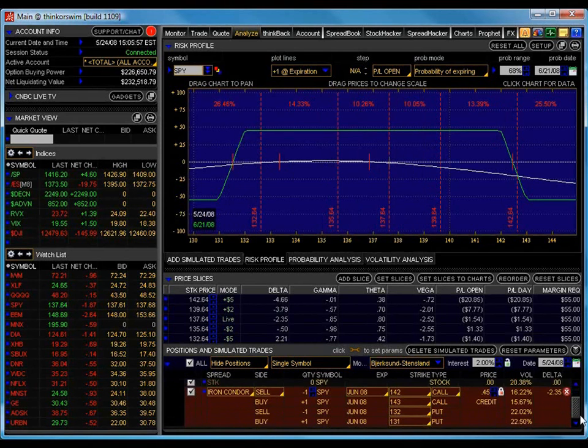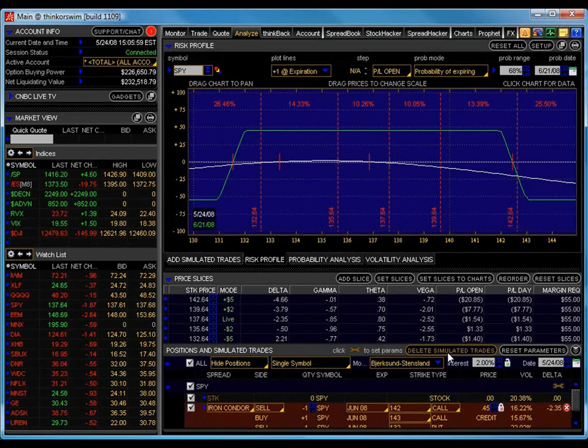So that is basically the iron condor. And you may want to review this video several times just to understand how we do vertical spreads, how we turn those vertical spreads into iron condors, and what the difference is between buying a vertical spread and selling a vertical spread.